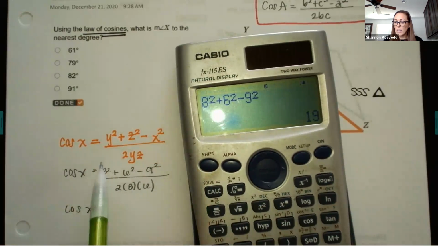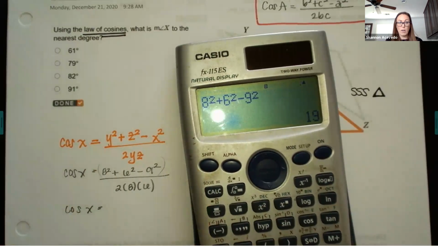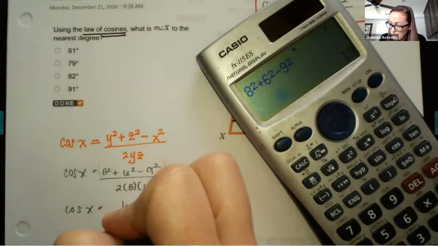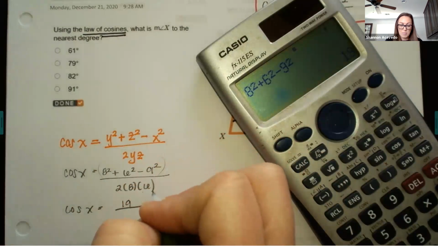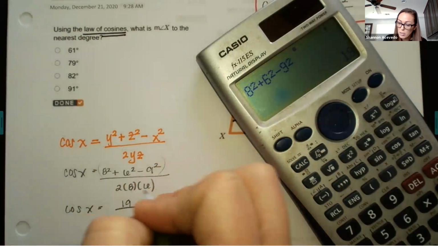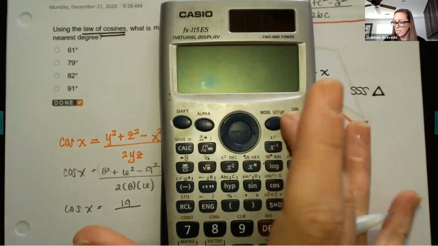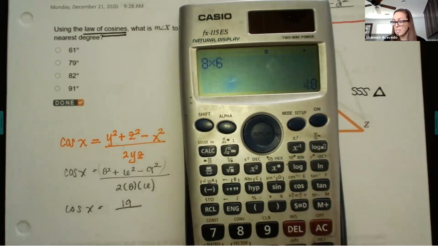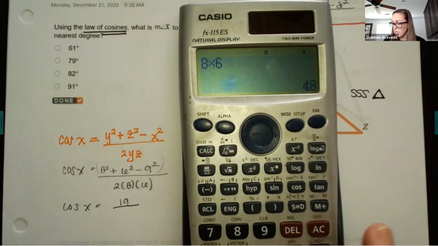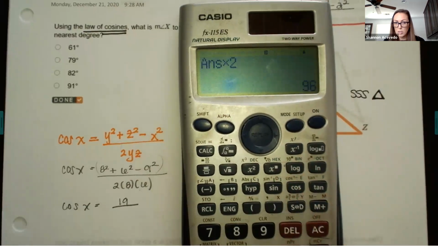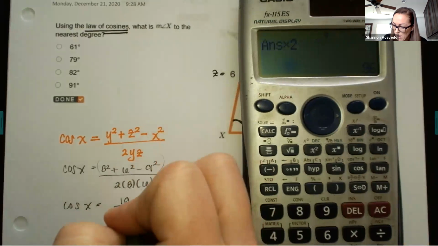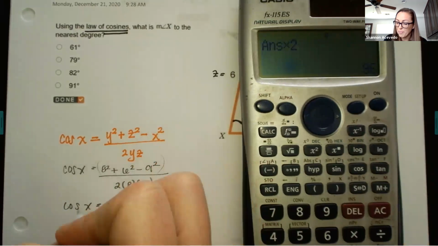If you were going to do this all together, you'd have to parenthesize this grouping first and then divide it by that denominator. So this is going to be 19. 2 times 8 times 6, or sorry, I said 2 times 8, but my 8 times 6, my 48 times my 2. We could have done that all mentally, I'm just showing you guys so you don't have to use the calculator.